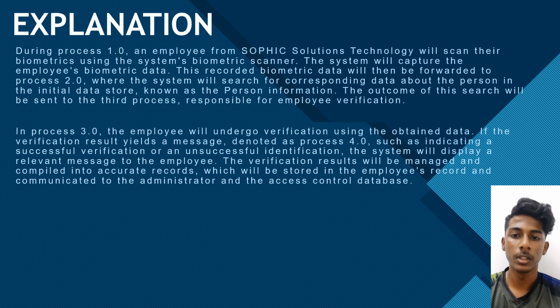In process 3.0, the employee will undergo verification using the obtained data. If the verification yields a result, a message denoted as process 4.0, such as indicating a successful verification or an unsuccessful identification, the system will display a relevant message to the employee. The verification results will be managed and compiled into accurate records, which will be stored in the employee's record and communicated to the administrator and the access control database.